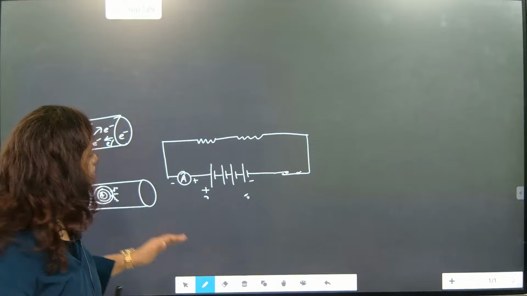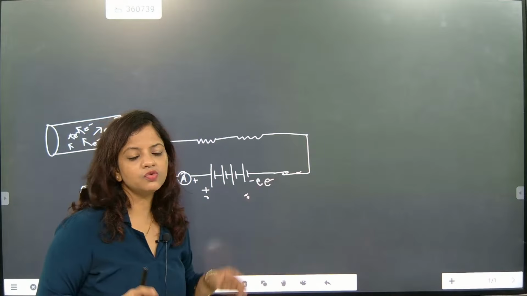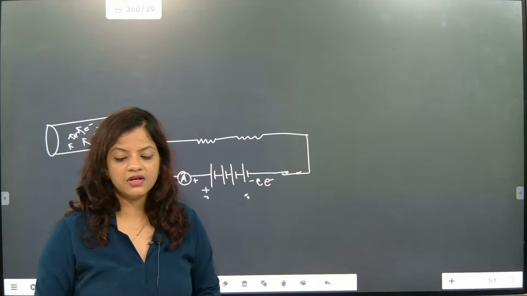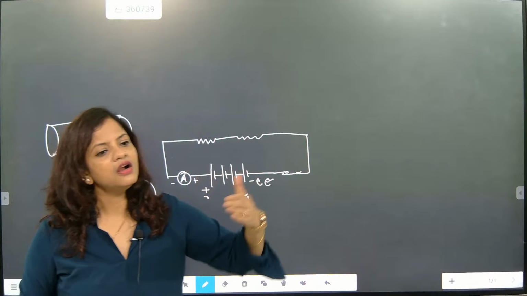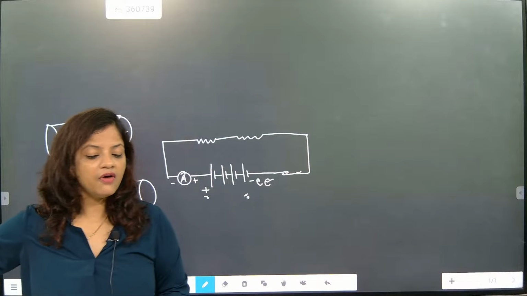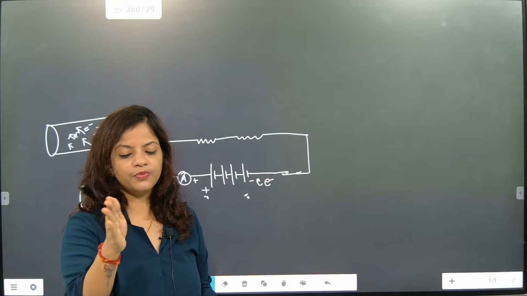All the electrons start pushing in one direction. They generate a push. They generate a drift. You need to understand one more important point: the drift is not a continuous push. It is like push, pull, push, pull.